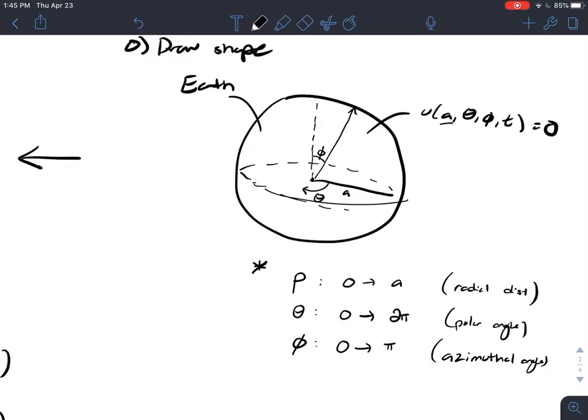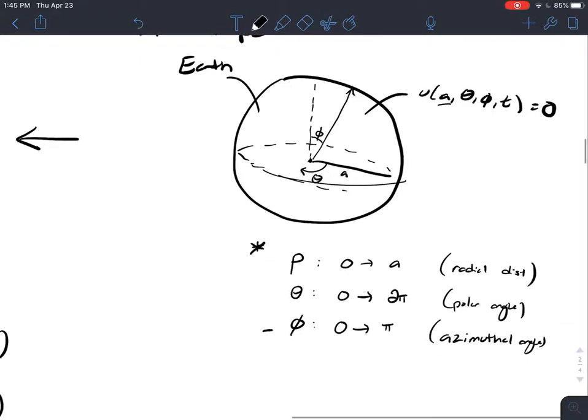Full degrees of a circle from 0 to 2 pi. And then phi, so phi is this thing right here, that's going from 0 to pi. So phi is going from, I'll draw this in red, from here down to here, for example. And that's what we're going to refer to as the azimuthal angle.